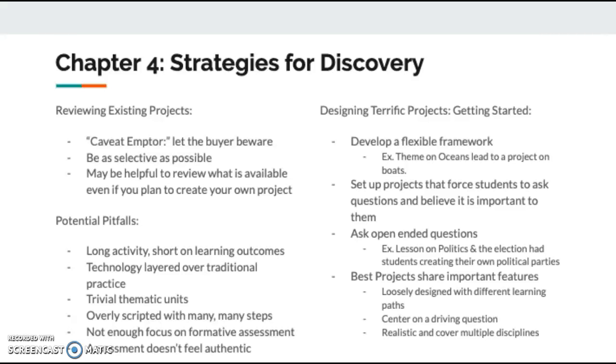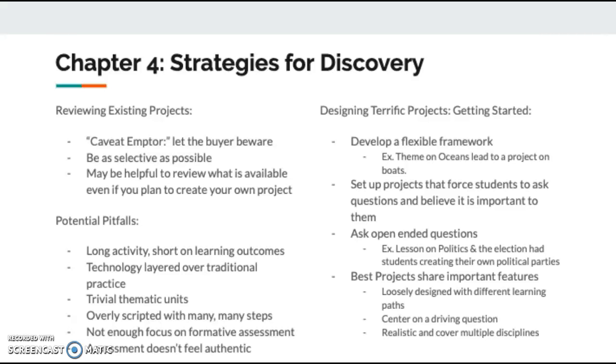There's sometimes not enough focus on formative assessment with projects that already exist. And then assessment doesn't necessarily feel authentic because it's not focused on the students and their strengths. It's just focused on the project itself. And then designing terrific projects, how to get started.